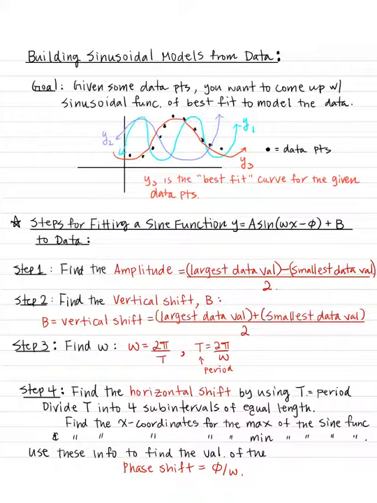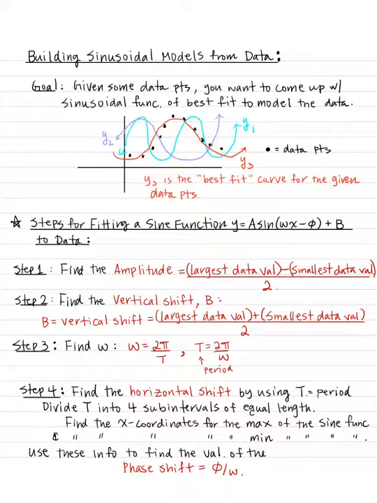Alright, next topic in this section is building sinusoidal models from data. I already wrote down everything out. The goal is, given some data points, you want to come up with a sinusoidal function of best fit to model the data. Don't worry, we're going to do examples in a minute, but on the picture, the black dots are the data points. Let's look at y1, y2, and y3. Do you see that y3 might be the best fit curve for the given data points? So our job is to come up with such functions.